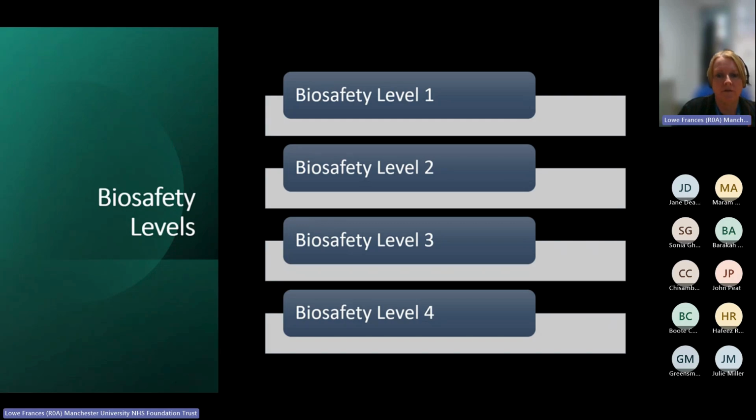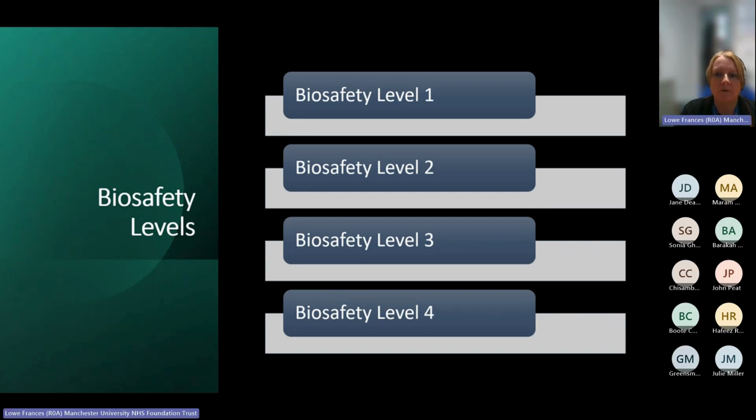Another thing I've put in is biosafety levels. Like I said, I'm trying to cover a lot of stuff because health and safety is a big subject. So I just want people to think about things when they're doing their evidence, different types of evidence that they could use. So biosafety levels, there are 4 different levels.